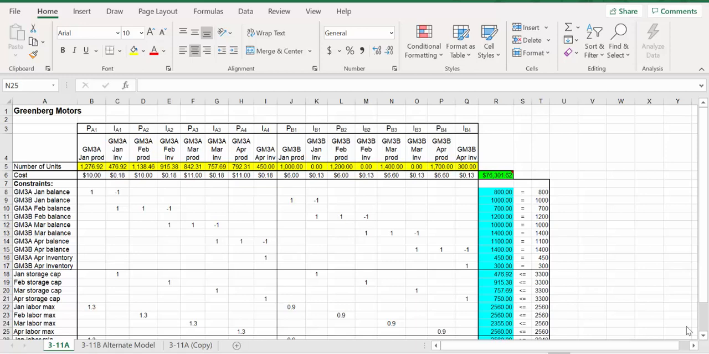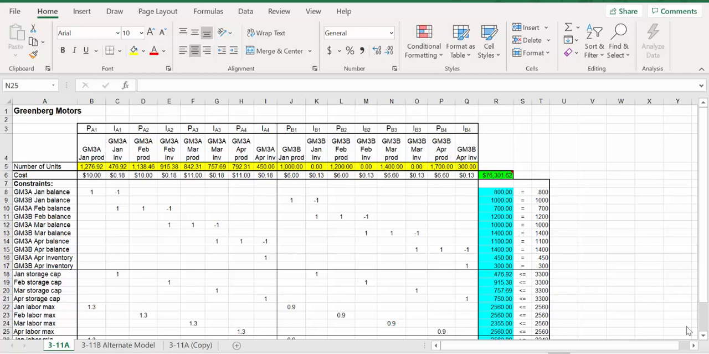So welcome, I'm going to take a look at Greenberg Motors, and this is from chapter 3 from your textbook, and this is 3-11. Again, you can look below and you'll see the link to the website for the textbook, then click on chapter 3, and download the downloadable files, and this is 3-11.